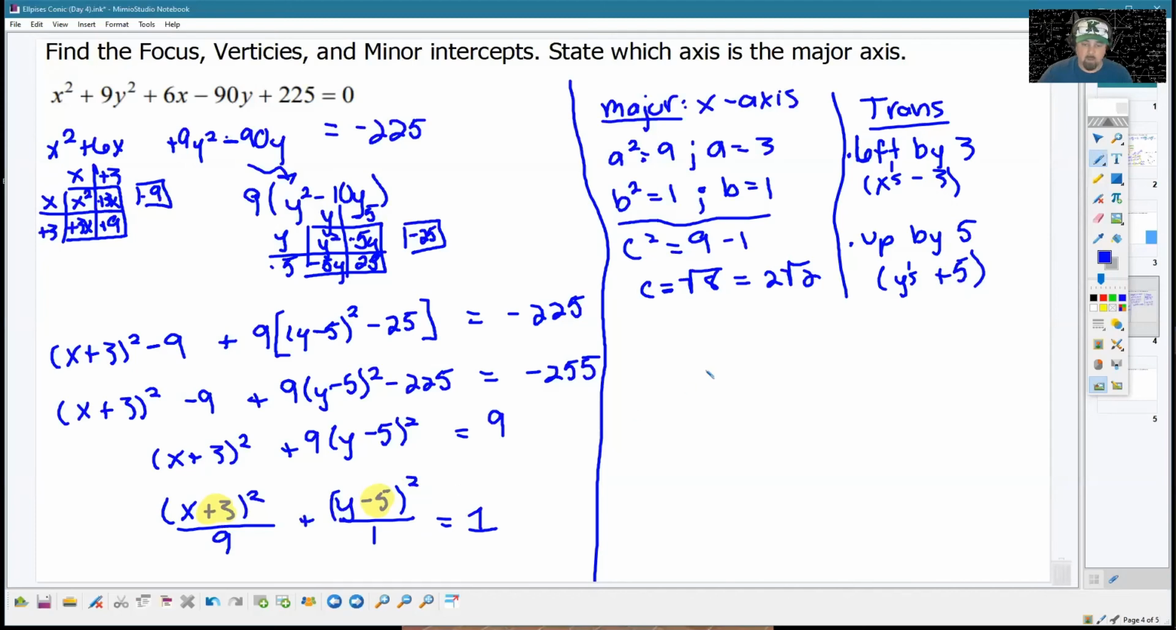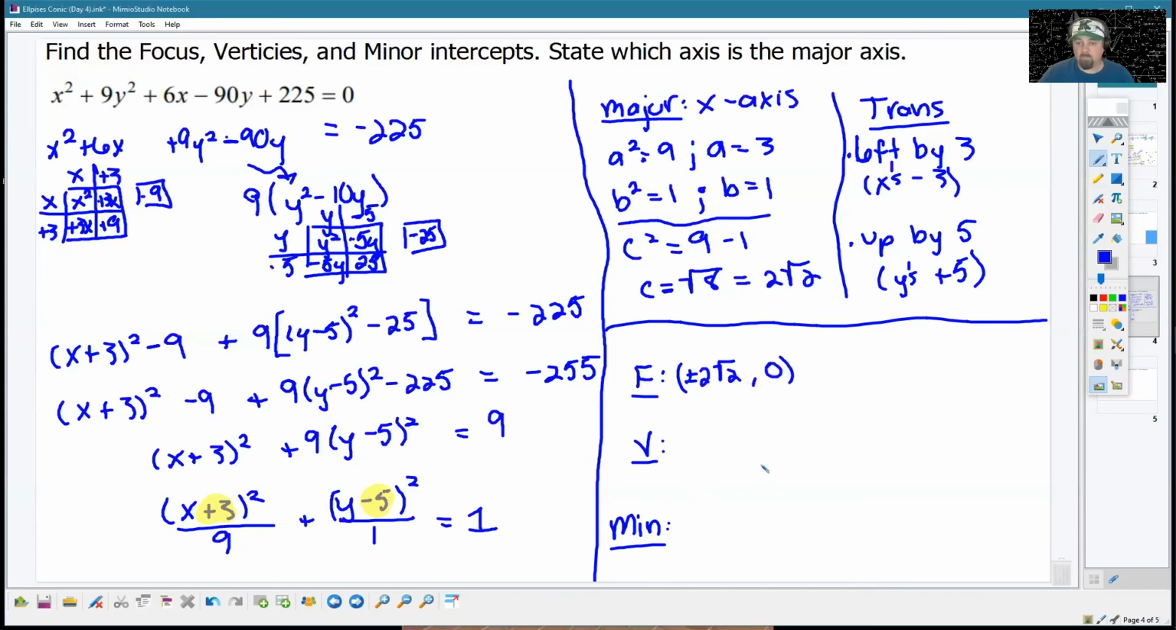We're going to find them ignoring that first, just like we did before, and then we're going to apply those transformations to find those points. So let's do foci, vertices, and then our minor intercepts. So our foci, since our major is on the x, these are going to be x values, and our foci come from the c. So this is going to be plus or minus 2 square root 2, 0. Our vertices come from the a, so that's going to be plus or minus 3, 0. And our minors come from the b, and they're going to be on the y.